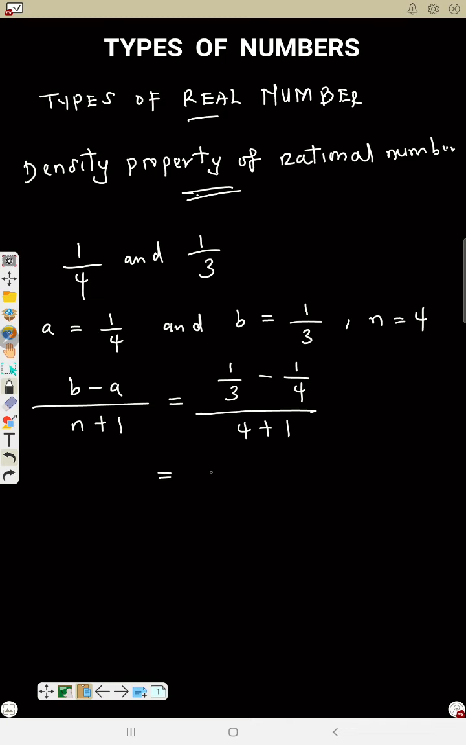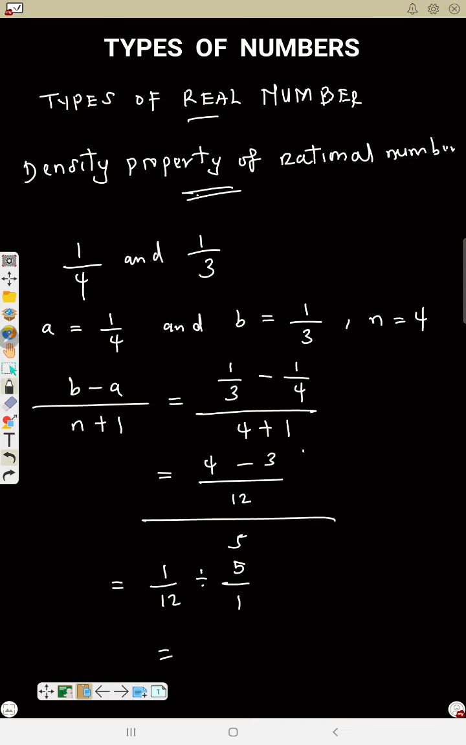So this is the same thing as, we can find the LCM for the upper one. That is 12. 3 in 12, 4. 4 times 1, 4. Minus 4 in 12, 3. 3 times 1, 3. So that will give me, that's the upper one, everything over 5. So this is 1 over 12 divided by 5 over 1, because 4 minus 3 is 1 over 12.